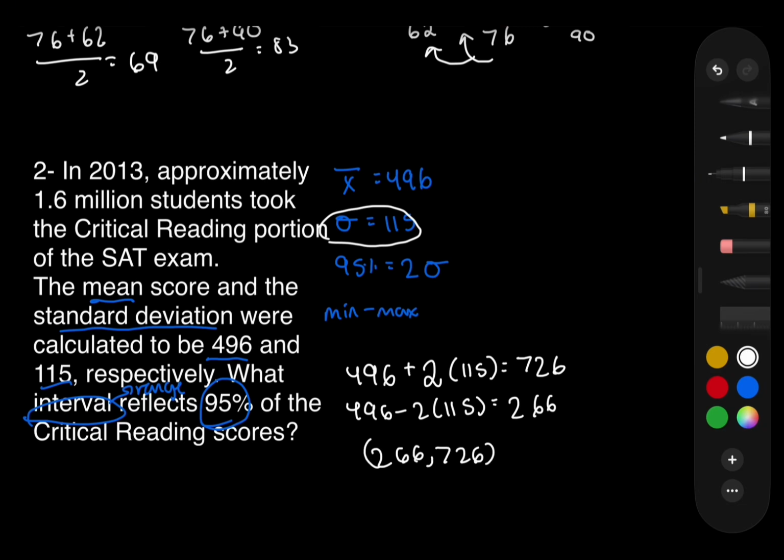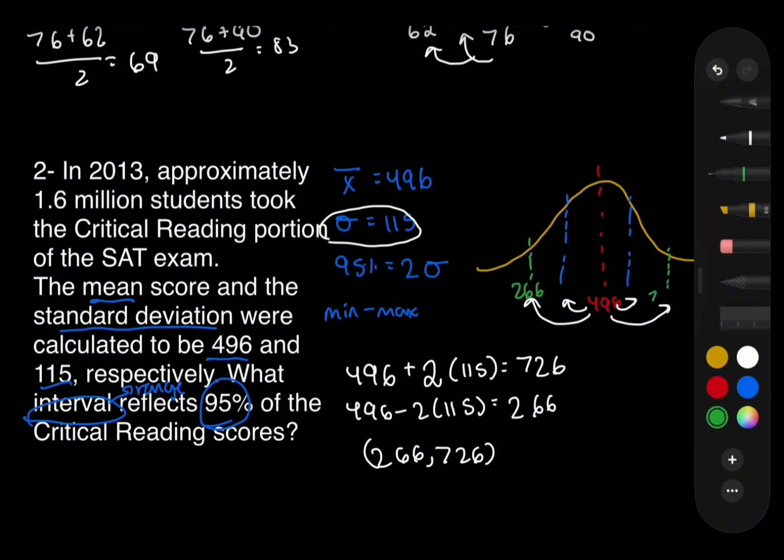Now, if you want to visualize it, if you're more of a visual person, I'm going to draw it for you. So here again, our mean was said to be 496. This is 1 standard deviation. This is 2 standard deviations, right? So if 1 standard deviation was 115, if we take 2, that's going to be here. So let's see if our values are correct. If we have 266 here and 726 here, let's see if this is true.